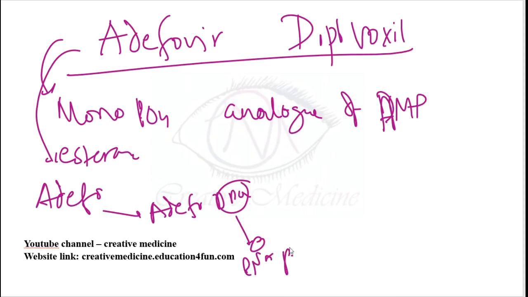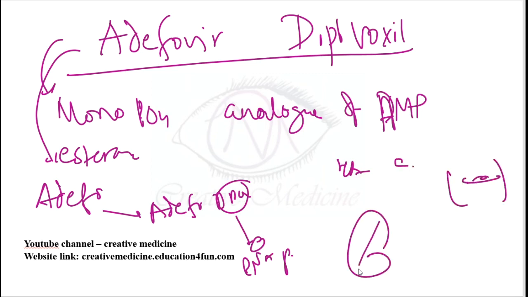The side effects of adefovir dipivoxil are headache, sore throat, weakness, abdominal pain, and flu. There will be nephrotoxicity, especially dose limiting, lactic acidosis, hepatomegaly, and steatosis. The use of adefovir dipivoxil is in chronic hepatitis B infection.